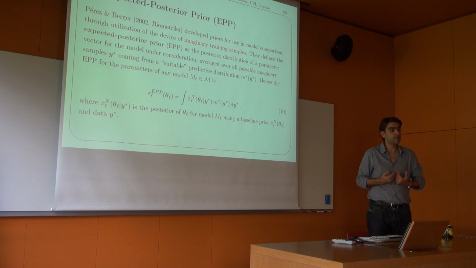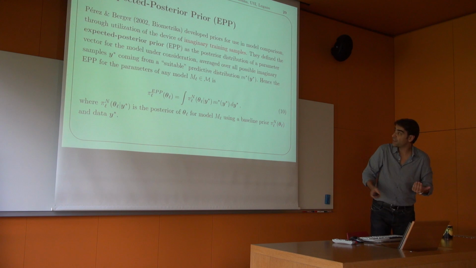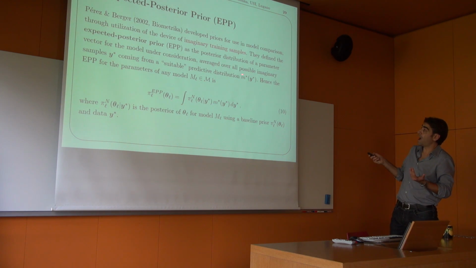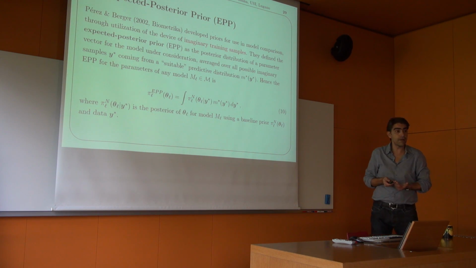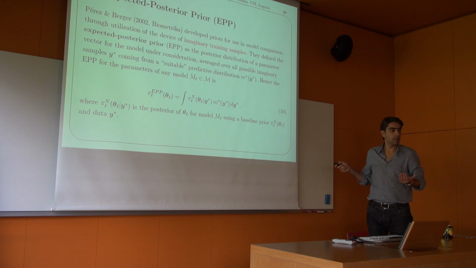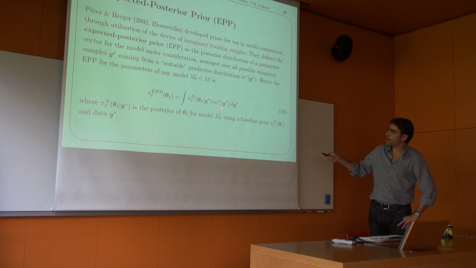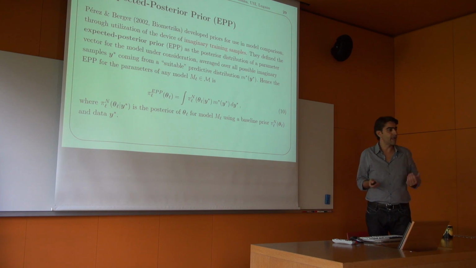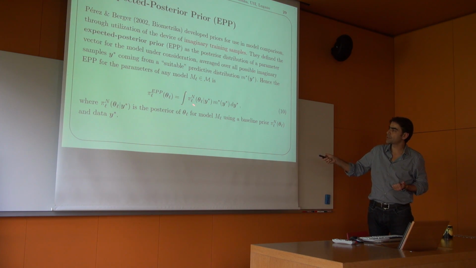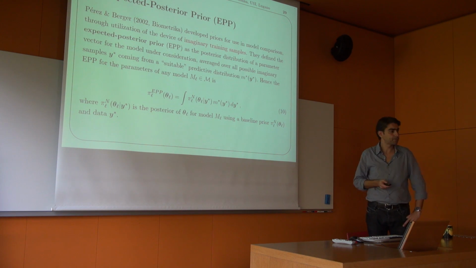Then the only thing you have to do is to average over those data and calculate the posterior distribution of the parameter vector of the model under consideration. So the formula is really simple. This is the expected posterior prior under model L, for the parameters theta L. You generate imaginary data, y star, from this predictive measure, let's call it m star, and then you just find the posterior distribution and take this average. Okay?